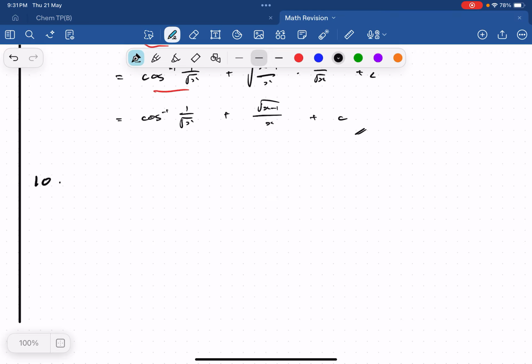So our integral, where's this question from? JPJC. Okay, which is basically just PJC but upgraded lah. It says, using the substitution x equals root 3 cot theta, they want you to find this definite integral.